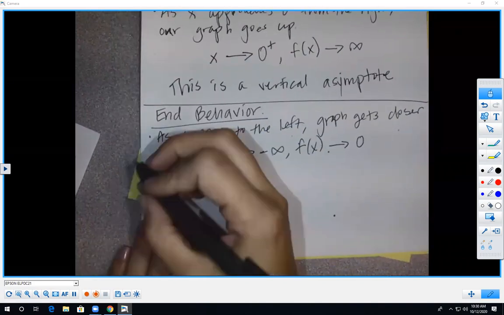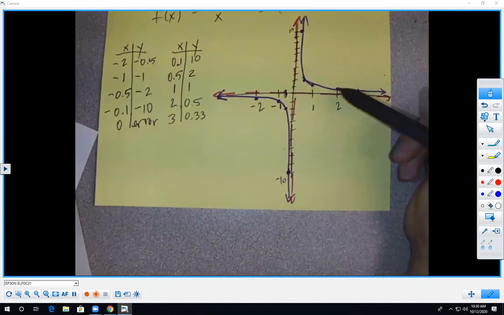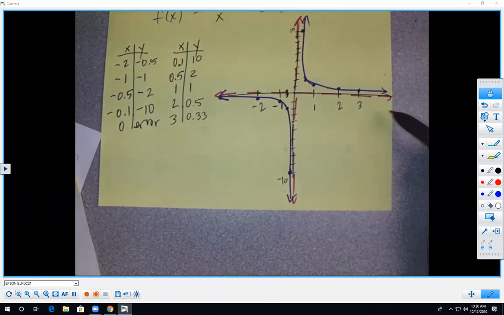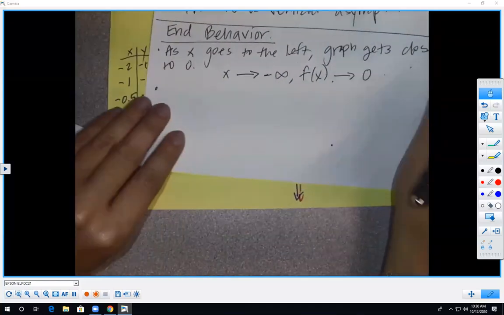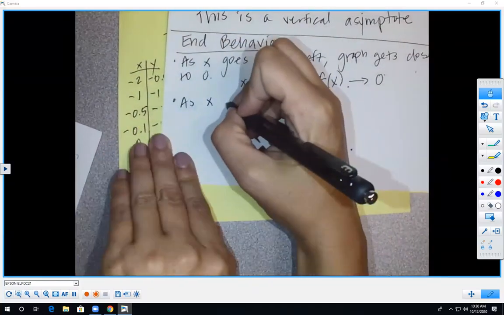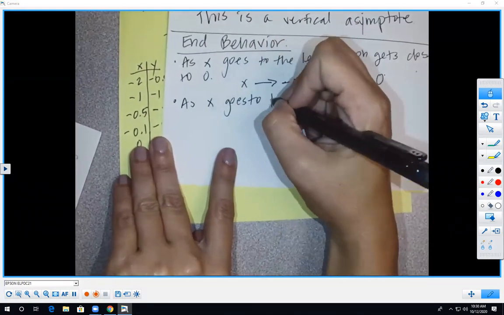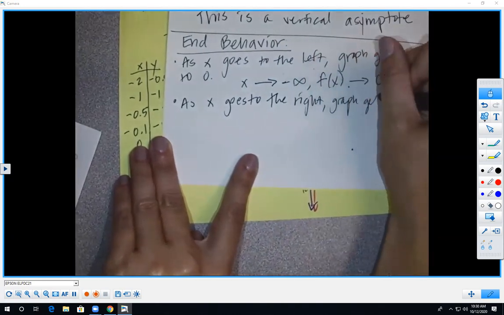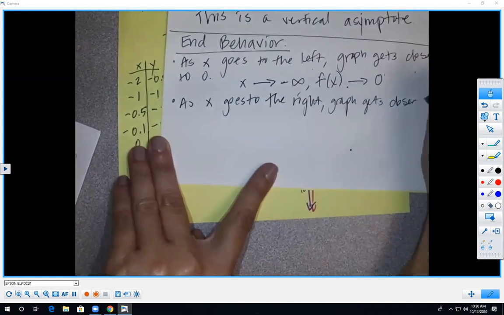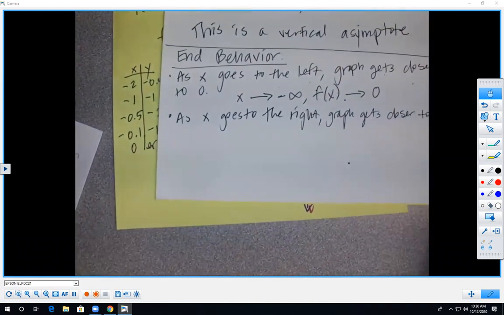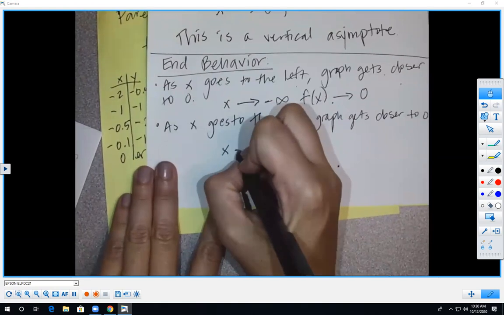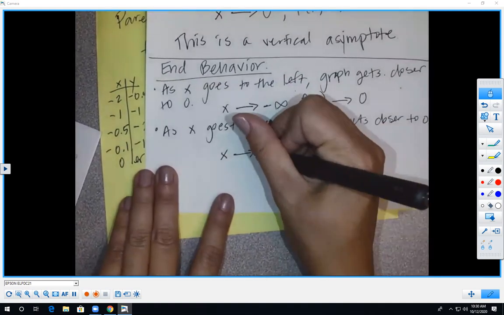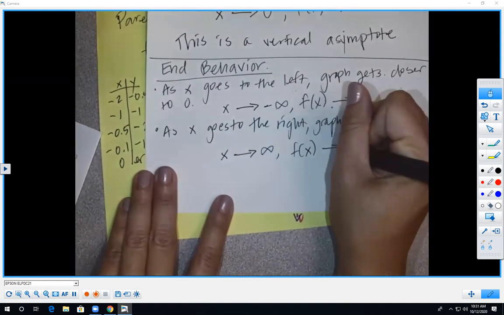On the other side, as x goes further to the right, what's your graph getting closer and closer to? 0. It's coming in from the top side this time, but it's still getting closer to 0. As x goes to the right, the graph gets closer to 0. So as x approaches, what number's further to the right? Infinity. F of x approaches 0 as well.